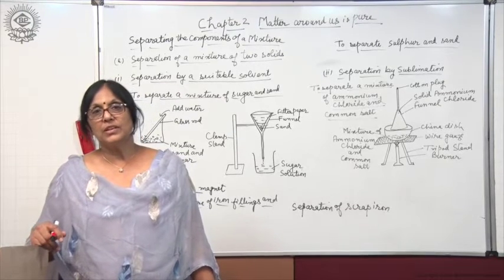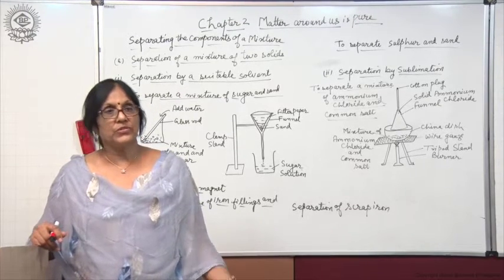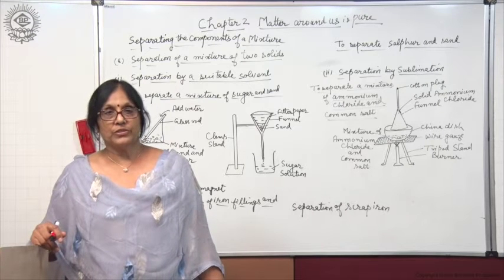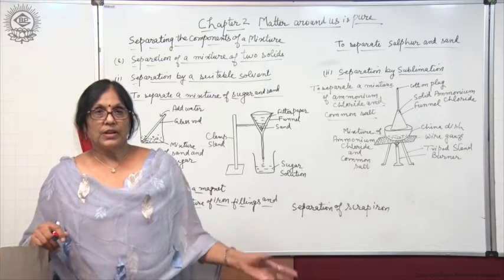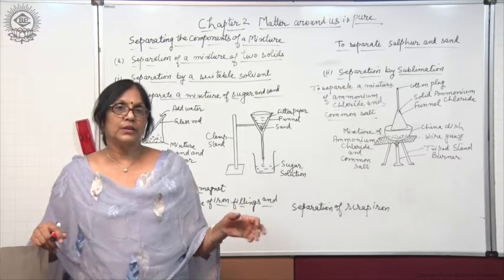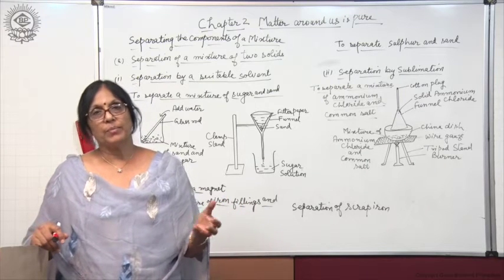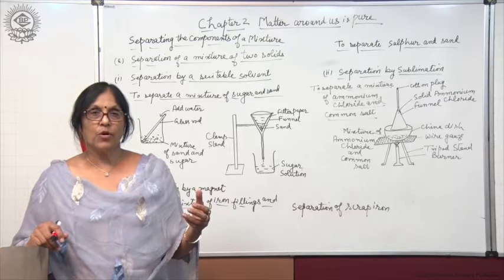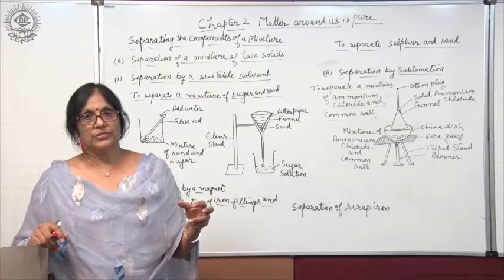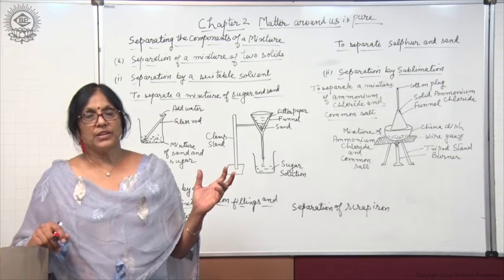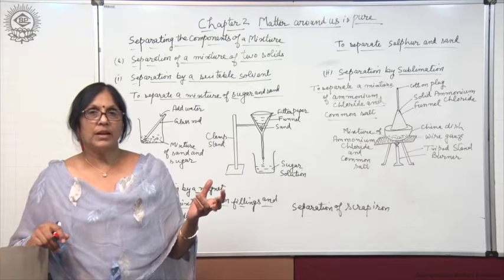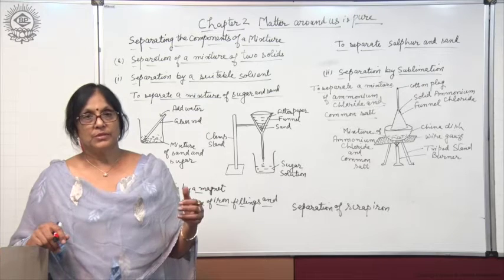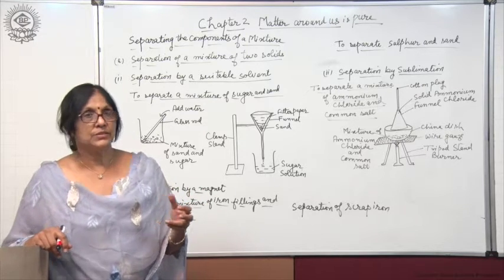Most of the naturally occurring substances which we see around us are mixtures. To study the individual components and to use them, we need to separate them. So, now we will discuss various methods of separating the mixtures. First of all, we will study how to separate a mixture of solids by using various methods.